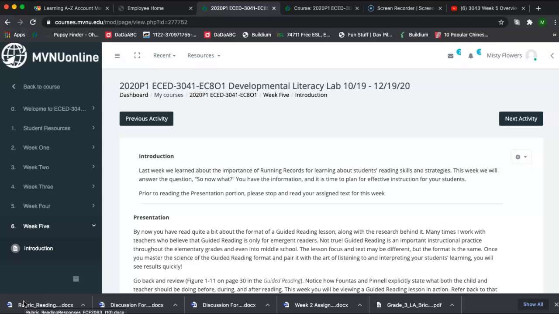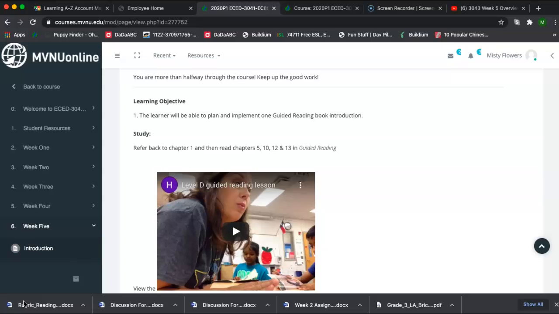Step 2, select and analyze texts for those groups. Figure 5.8 on page 108 gives you guidelines for selecting texts. Step 3 is where we introduce the text to the children. And I would like for you to carefully read pages 112 and 113 of that transcript.